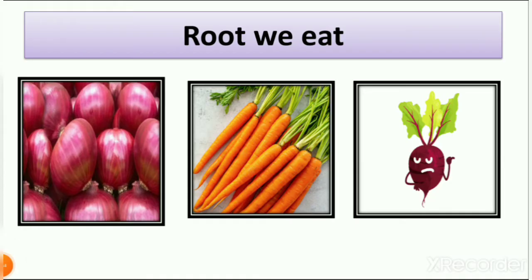Why? Because the roots we eat are the underground part of the plant. So if we do not take out the roots after the stem starts growing, then the roots grow very fast. So that's why we take out the roots. So onion, carrot and beetroot are the roots of the plant which we eat. So we call them root vegetables.